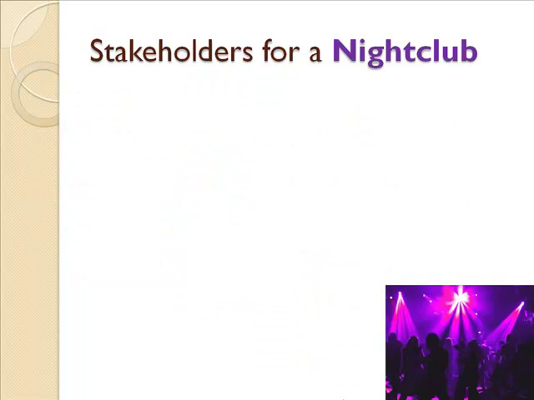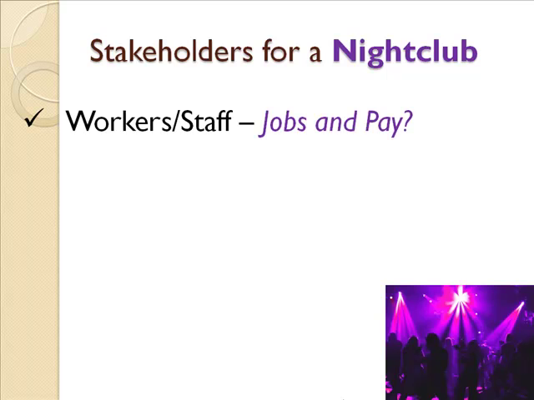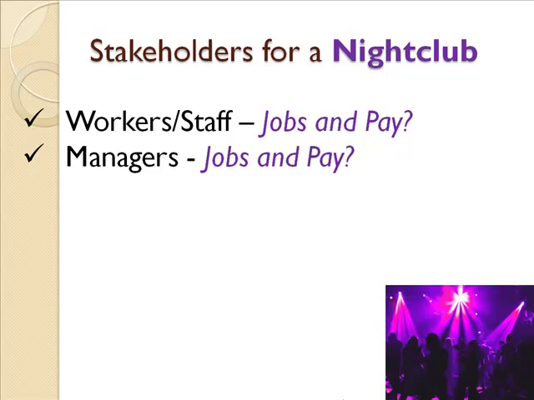So let's take the example of a nightclub then. What kind of groups of people are interested in a nightclub and why? And what you're going to see in this list is that each stakeholder has a different interest in the business. So the first group of stakeholders are workers and staff. And of course they're interested in the business from the perspective of their job and their pay. So how much are we going to get paid, and do we have a job with the company? Managers, again, they're interested in the jobs and pay of the company.